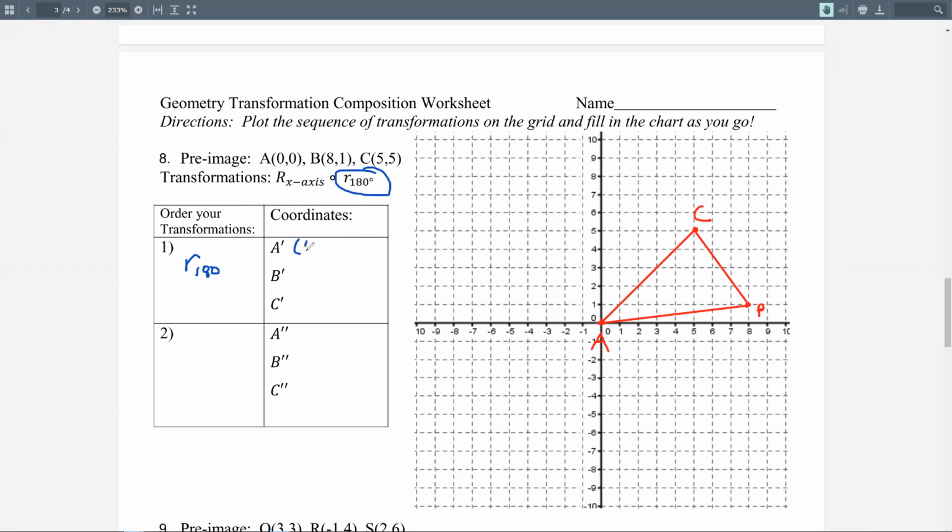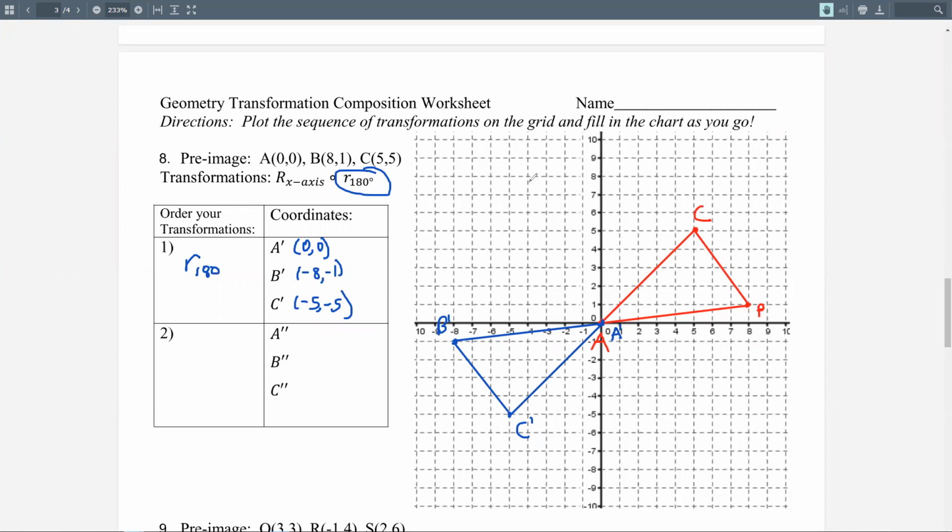So 0, 0 is going to stay 0, 0. 8, 1 is going to become negative 8, negative 1. And then 5, 5 is going to become negative 5, negative 5. So negative 8, negative 1 here is B prime, and then negative 5, negative 5 there is C prime. And then A prime is still at the middle. Right, so there's our 180-degree rotation.